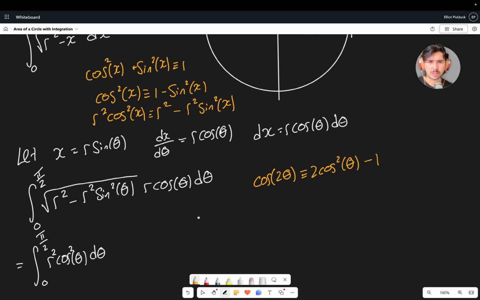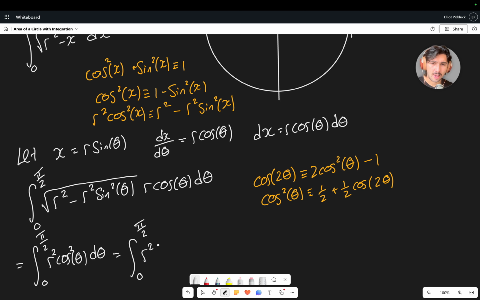And I've used that because you can't directly integrate cos squared theta. It's not possible. You have to use an identity to do it. So rearranging this, we can see that actually cos squared theta is the same as a half plus a half cos 2 theta. And that's exactly what I'm going to replace cos squared with. So now I can write my integral as the integral from 0 to pi over 2 of r squared, and then open brackets, a half plus a half cos 2 theta.